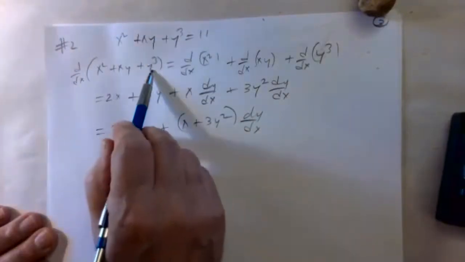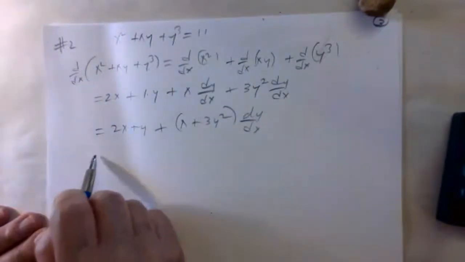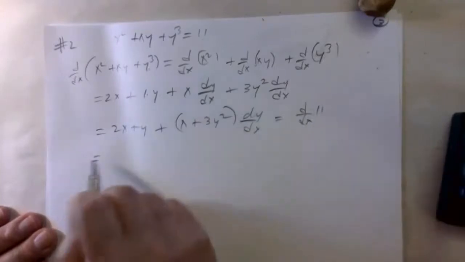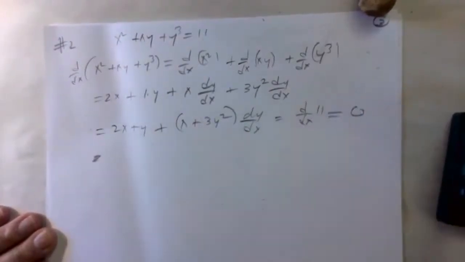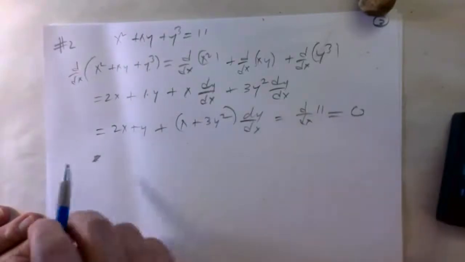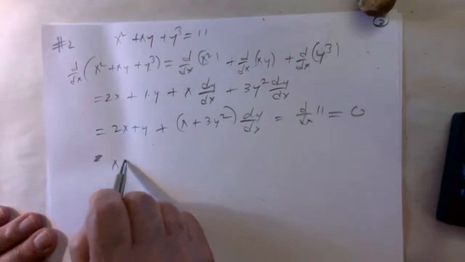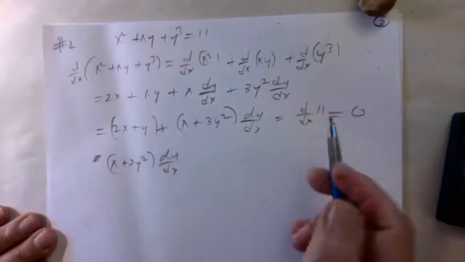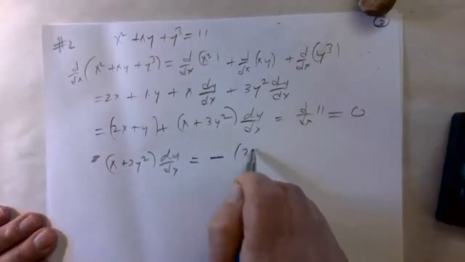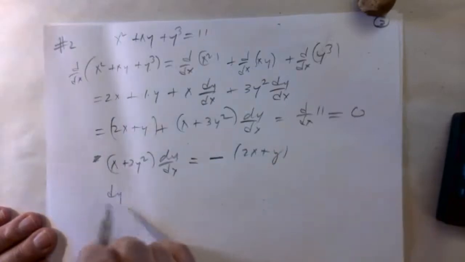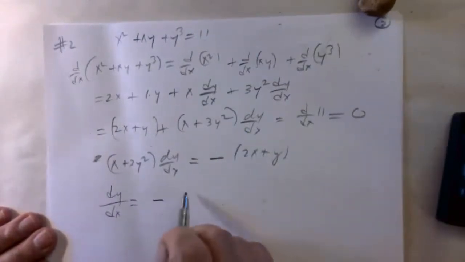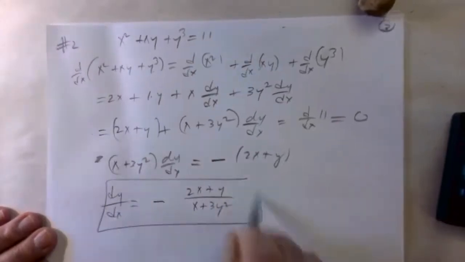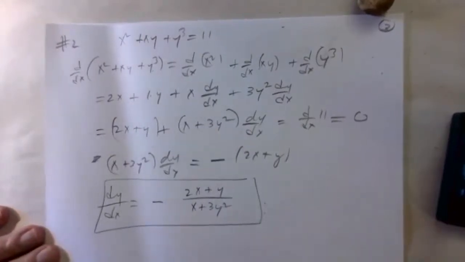But x squared plus xy plus y cubed is equal to 11. So this is the same as the derivative with respect to x of the constant 11, and the derivative of a constant is 0. So we have an equation we can solve. We get (x + 3y squared) dy/dx, I'll bring this to the other side, is minus (2x + y). So dy/dx is minus (2x + y) over (x + 3y squared).